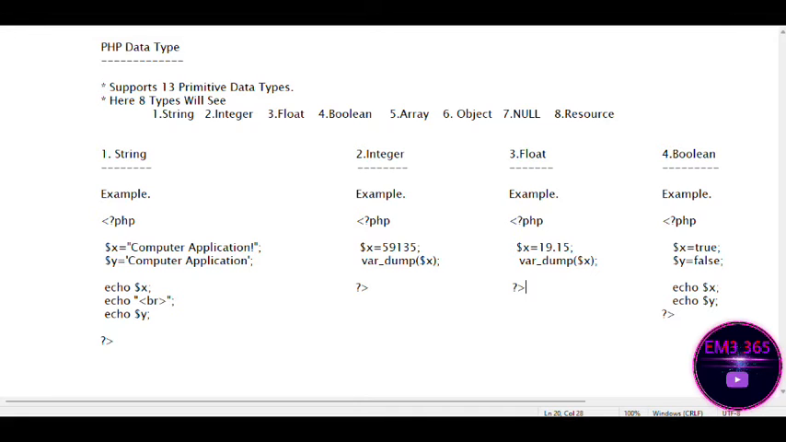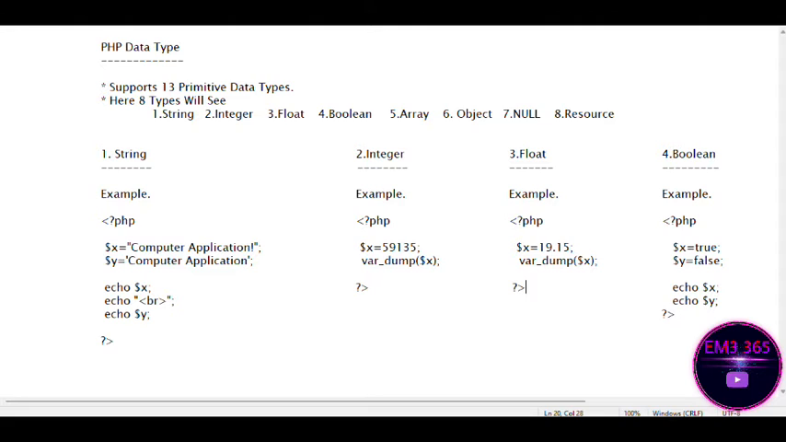PHP supports how many data types, and how many data types have been explained in the Plus Two computer application subject book? In the Plus Two computer application book, 8 types of data types have been explained, and the PHP scripting language supports 13 primitive data types, and these data types play a pivotal role in the PHP scripting language. And now I'm going to explain the 8 types of data types.